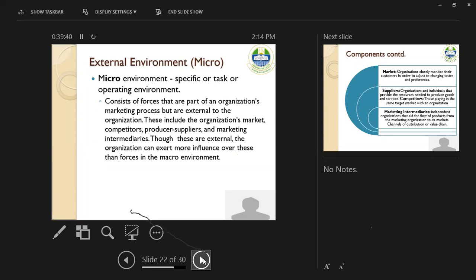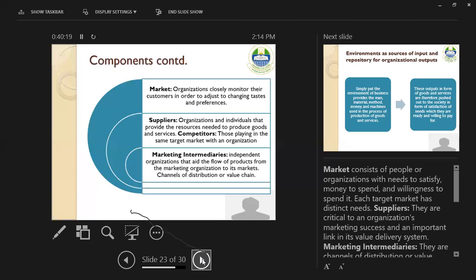And who are those that will be specific to you? First is the market. That is your consumers or your customers or what have you. The next will be your competitors, those who are doing the same business with you, or even your suppliers, those who supply your raw materials, and the marketing intermediaries. Of course, you know what the marketing intermediaries are. Those are the people who go between you and your business to ensure that your product or your services gets to everybody that needs to have that service. So you can see them the way I've explained them here.